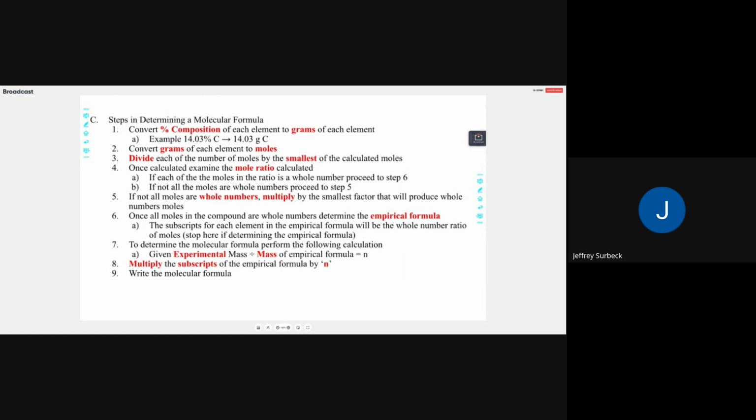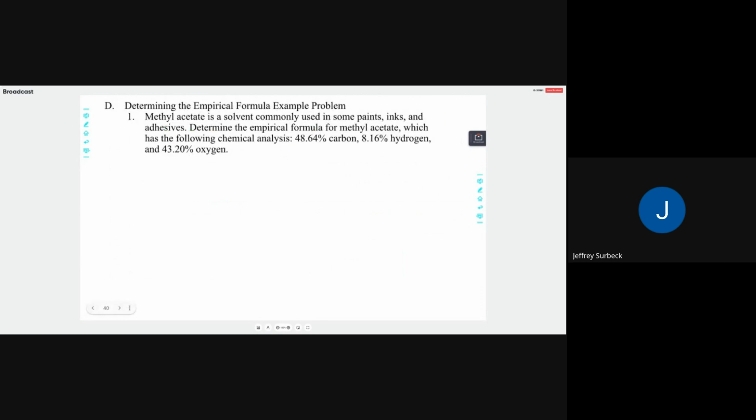All right, so here we go. We have methyl acetate. We don't know what the formula is because it doesn't tell us. We want to determine the empirical formula of methyl acetate, which has the following percent by mass: 48.64% carbon, 8.16% hydrogen, and 43.2% oxygen.